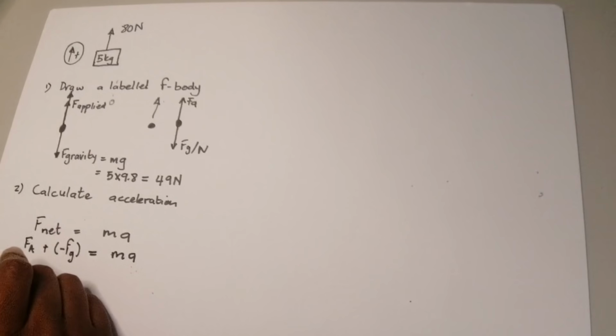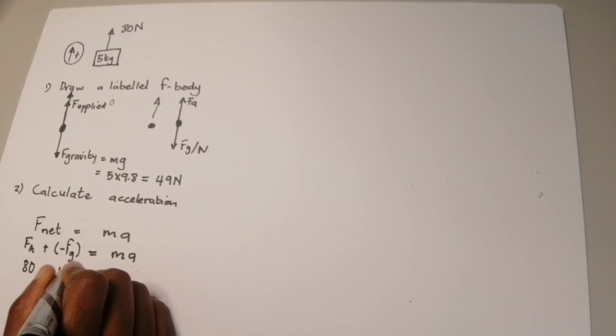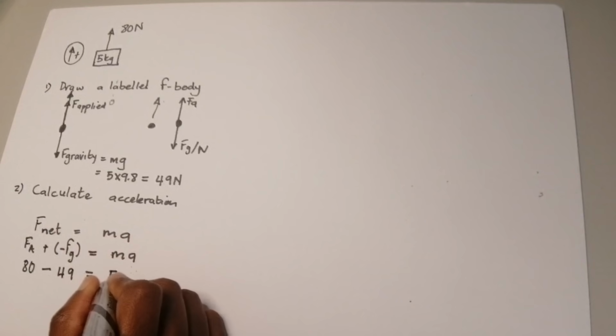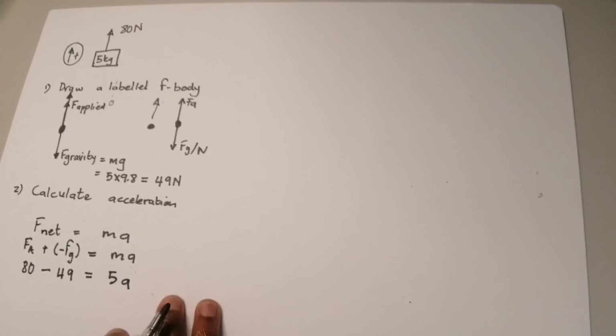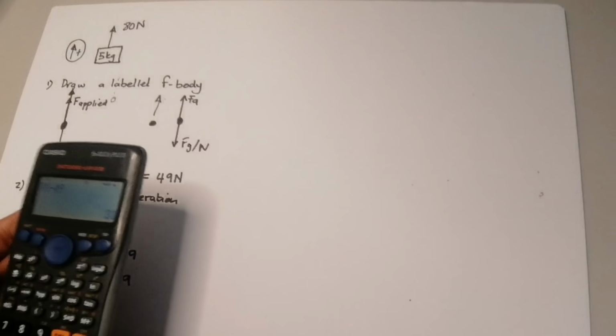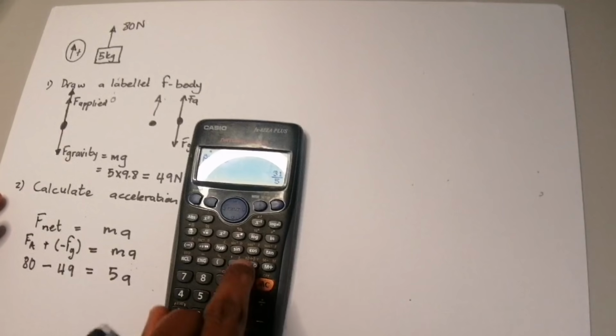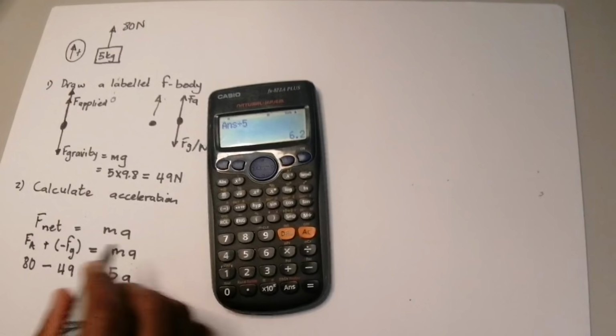So what is our force applied? That's going to be 80, minus 49, and this is equal to the mass, which is 5, times the acceleration, which we wanted to find. So let's put that in our calculators. That's 80 minus 49, that gives us 31, and we divide that by 5. I get a value of 6.2.